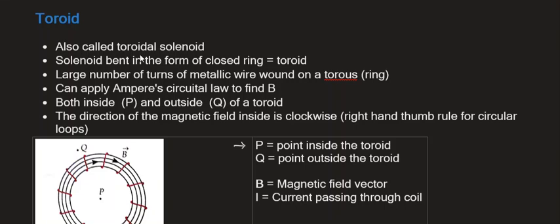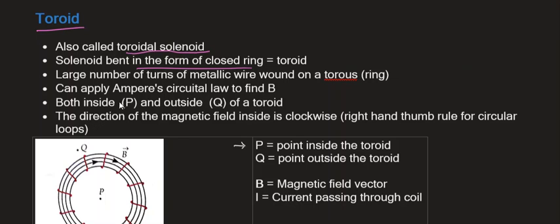In this class, we will discuss the toroid. The toroid is also known as a toroidal solenoid. It is a kind of solenoid bent in the form of a closed ring. You know a solenoid is a cylindrical turning of coil, whereas in the case of a toroid, a large number of turns of metallic wire is wound on a ring, that is a torus, and that's why it's called a toroidal solenoid, that is, a toroid.